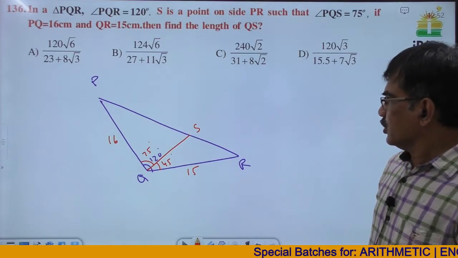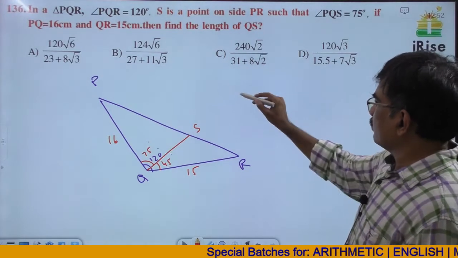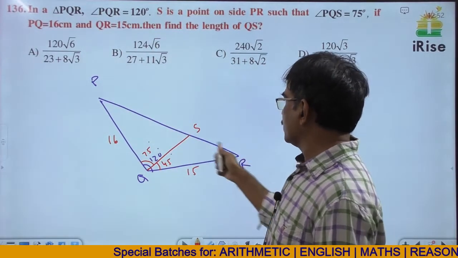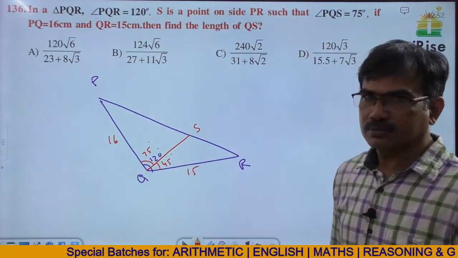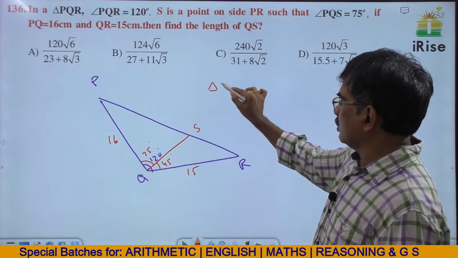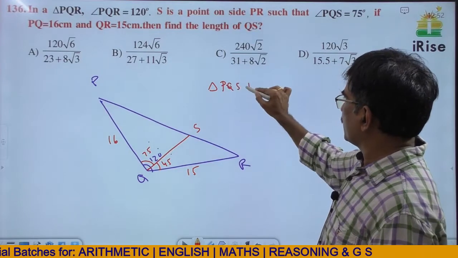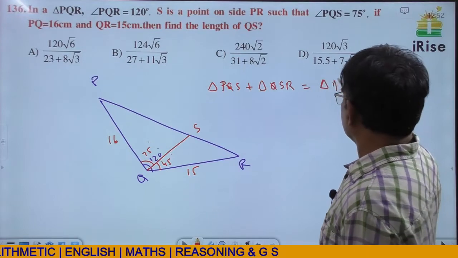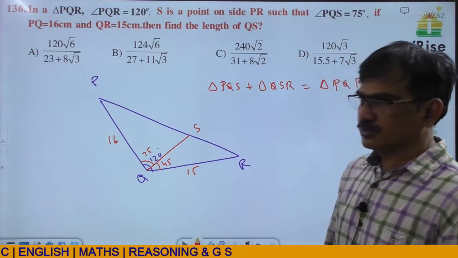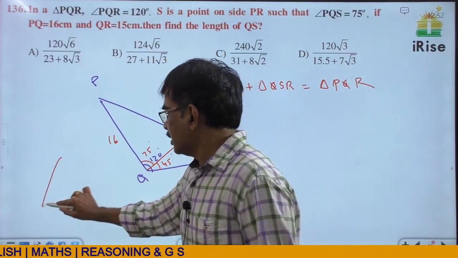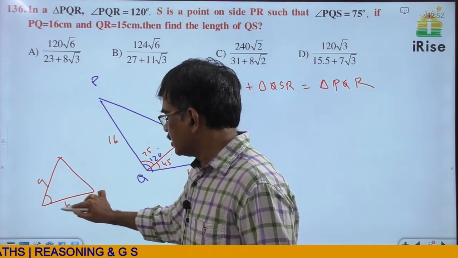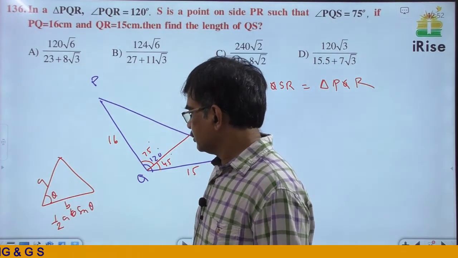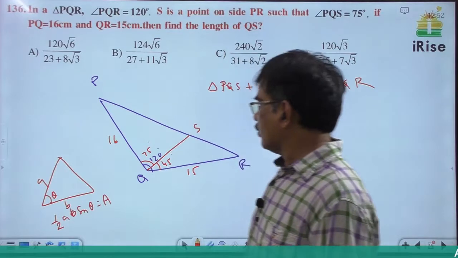So to find QS, first I want to give a simple concept. Area of this part plus area of this part is equal to total area. Triangle PQS plus triangle QSR is equal to area of triangle PQR. And if two sides and the included angle are given, if this is A, this is B, and this is theta, area is nothing but half AB sin theta. This is the area formula, and I want to use this formula.